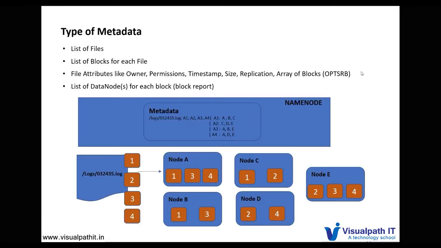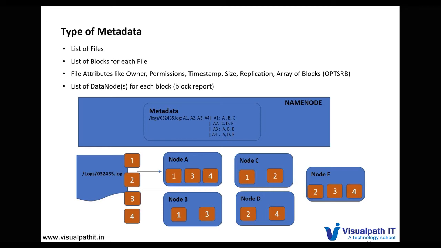Types of metadata. We have metadata, but what all is available in the metadata? First, the list of files. For example, if you have not a single file in a cluster but multiple files, it means the list of files, how many files, that is also part of metadata. And the list of blocks for each file. You have multiple files of multiple sizes, not all the same size, different sizes.